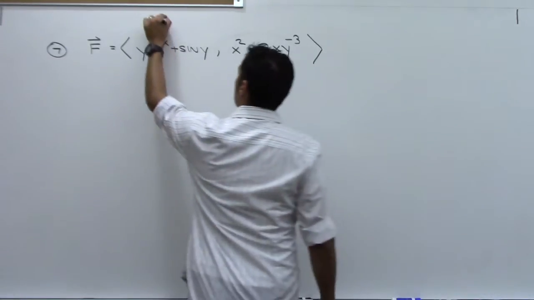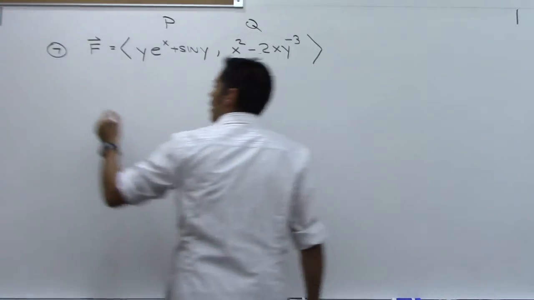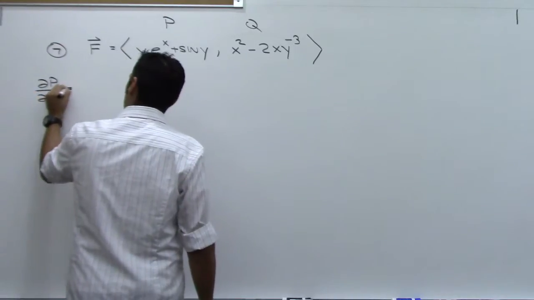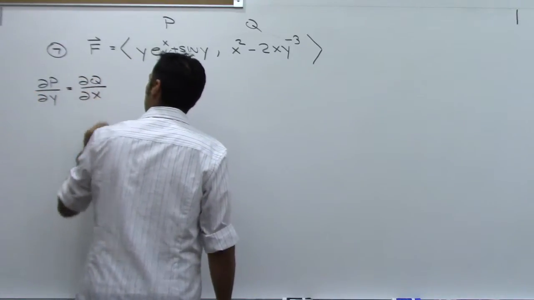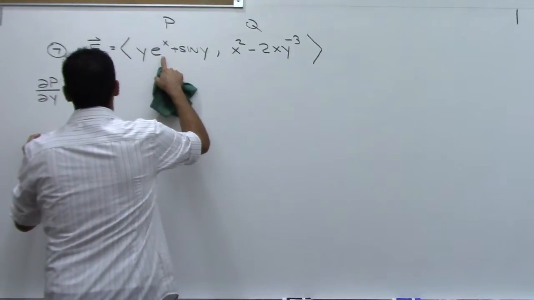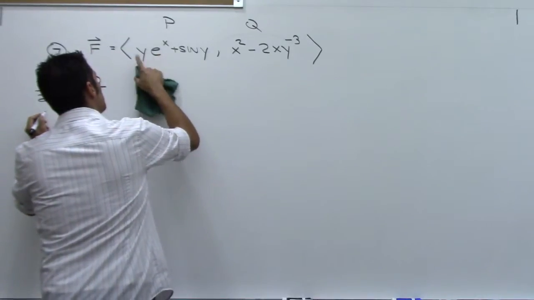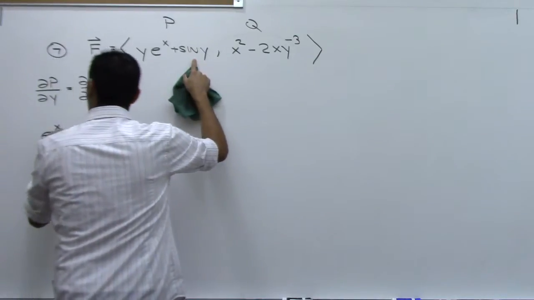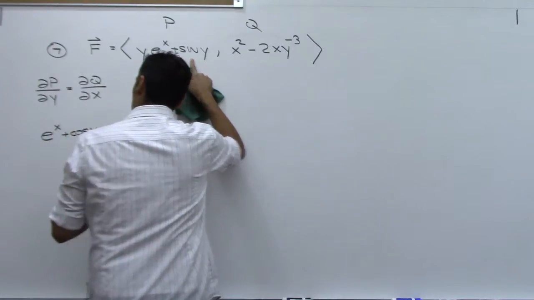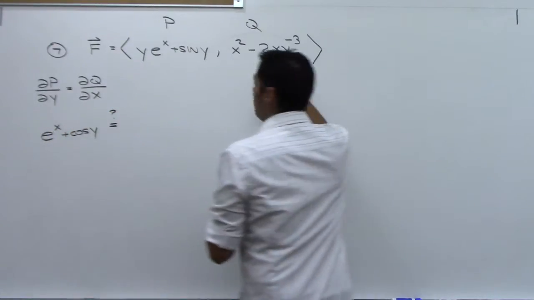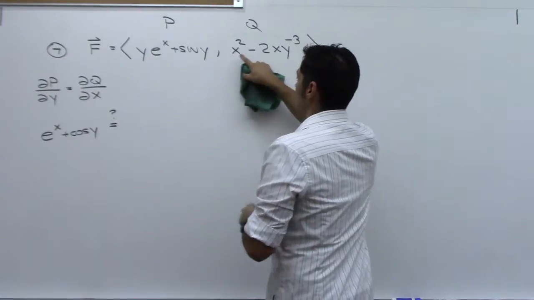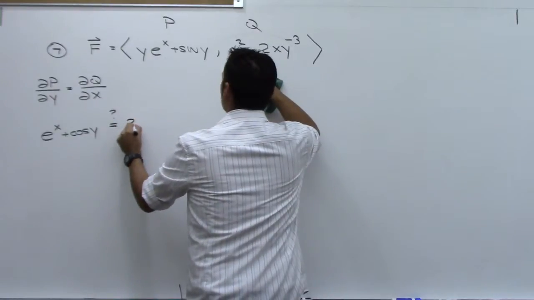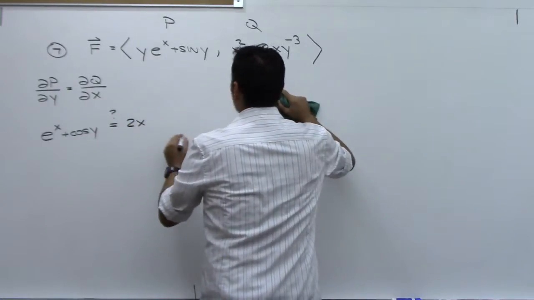All right, so this is P, this is Q, and I'm going to check to see if it's conservative first. So is the partial of P with respect to y equal to the partial of Q with respect to x? Well, partial of P with respect to y, so this is a constant, derivative of y is 1, so we get e to the x, and then derivative of this with respect to y would be plus cosine y. All right, is that equal to the partial of Q with respect to x, which would be 2x, and then this doesn't look like they're the same.